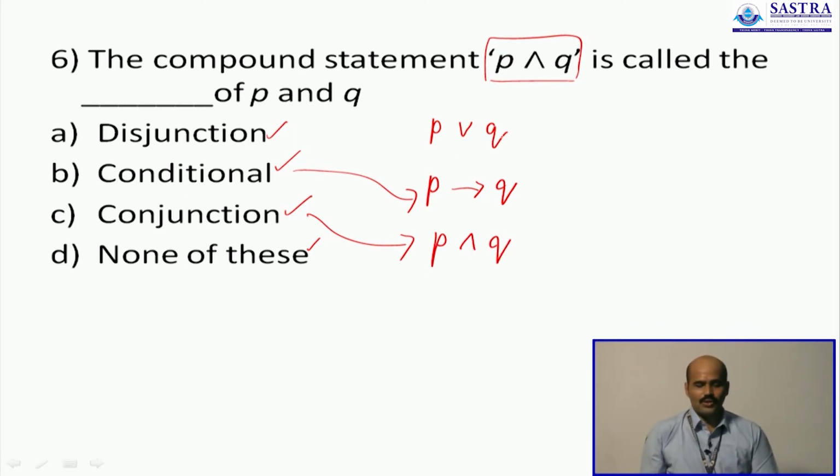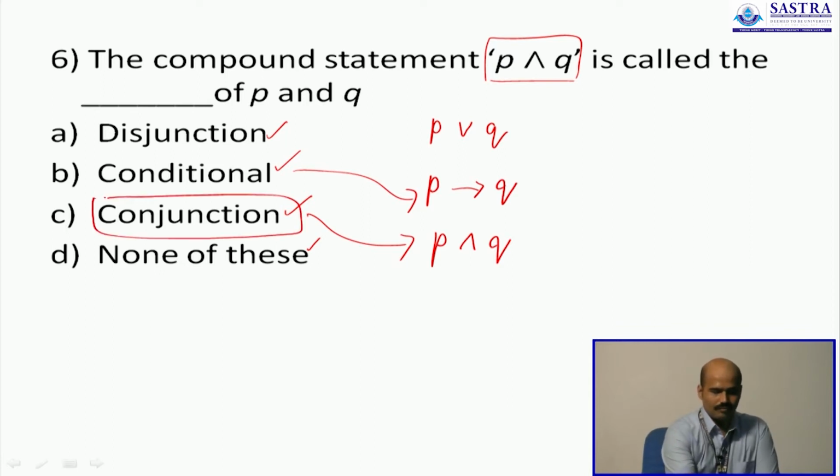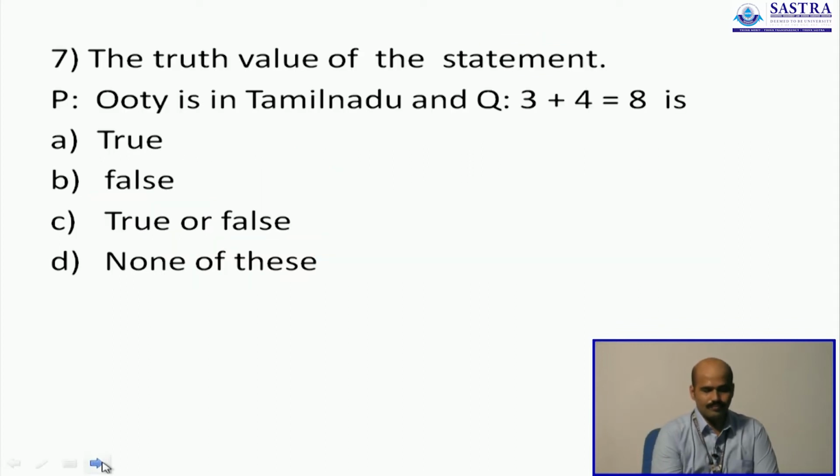Now it is obvious that the given connected statement, the P and the Q put together in a single compound statement, is a conjunction, because we are using the AND as a connective between the two.